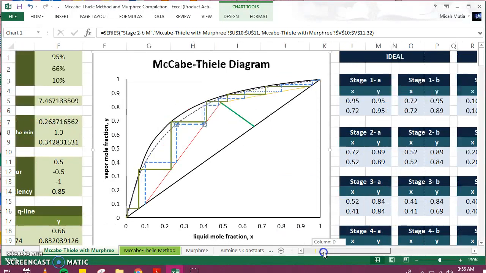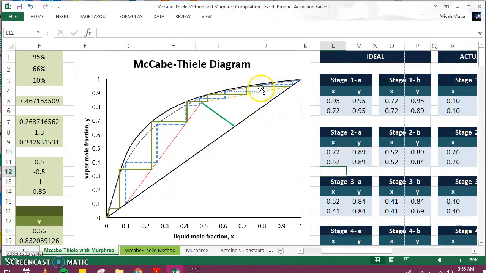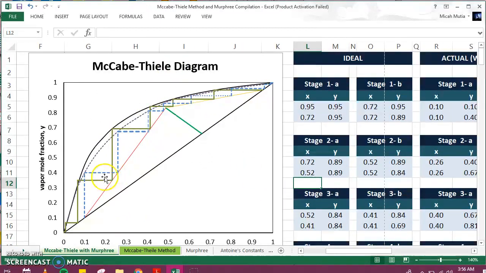Finally, we can now count the number of stages. For the ideal process, the number of stages is 1, 2, 3, 4, and 5. For this part, round up to 5. For the actual process, the number of stages is 1, 2, 3, 4, 5, and 6. This final stage is also a rounded value of 6.